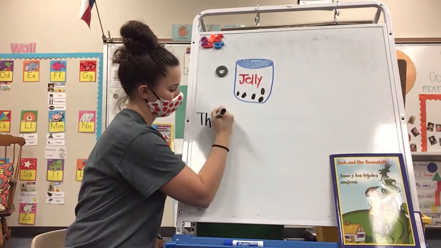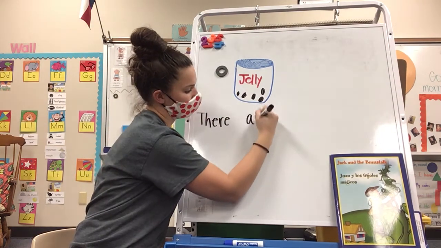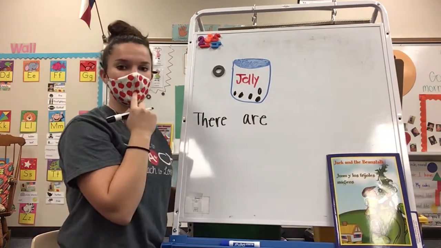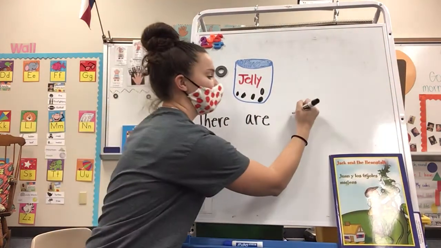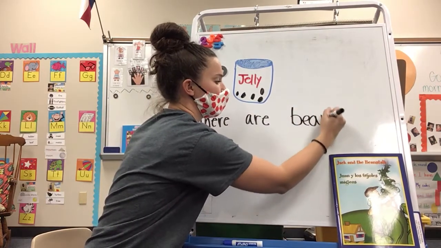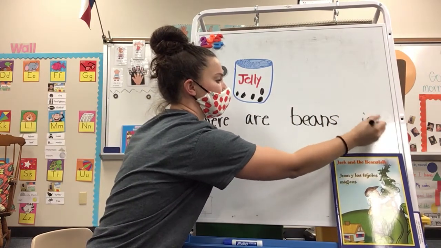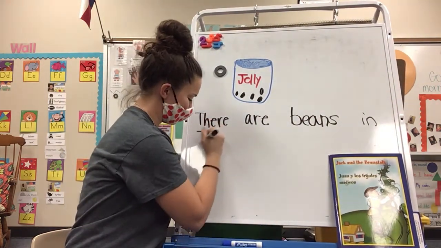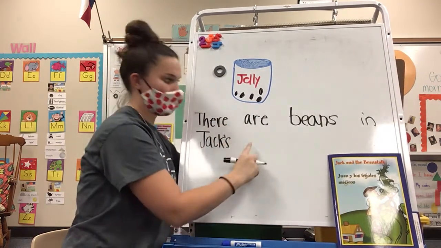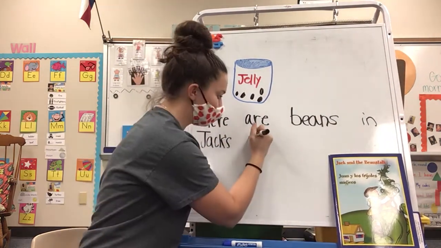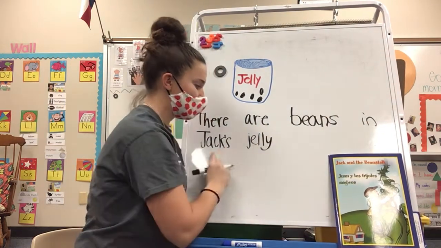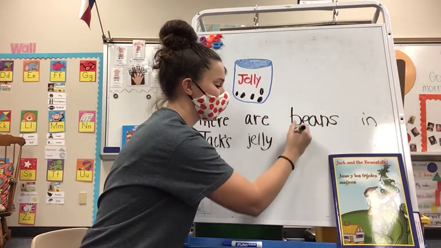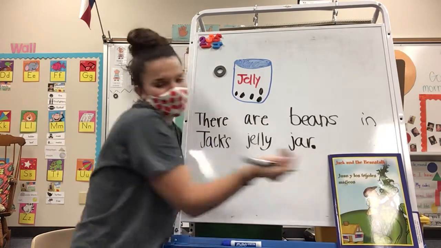There are what? Beans. What does beans start with? B, the letter B. In Jack's. What does Jack start with? J, the letter J. Jack's jelly. Jelly. Jack's jelly jar. What does jar start with? J. Very good. And I'll put a period because we just talked about it, right?